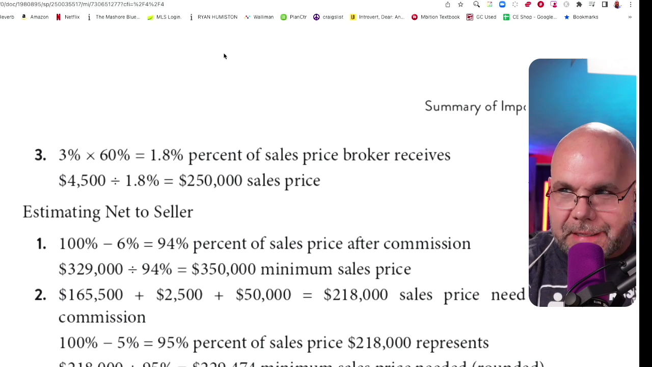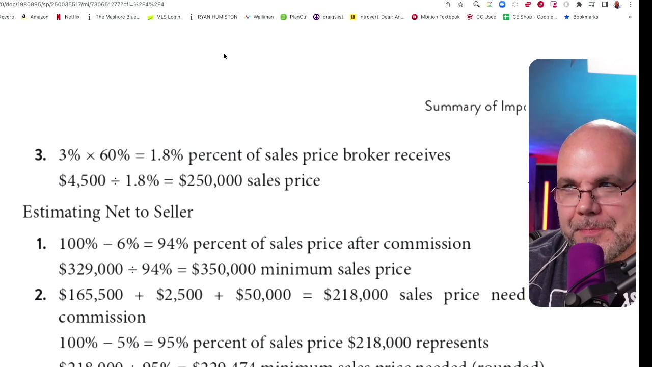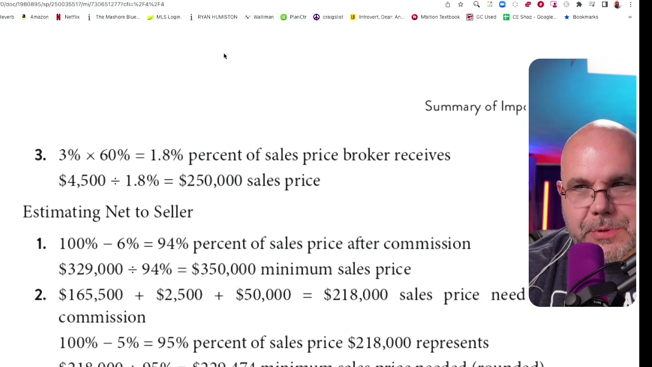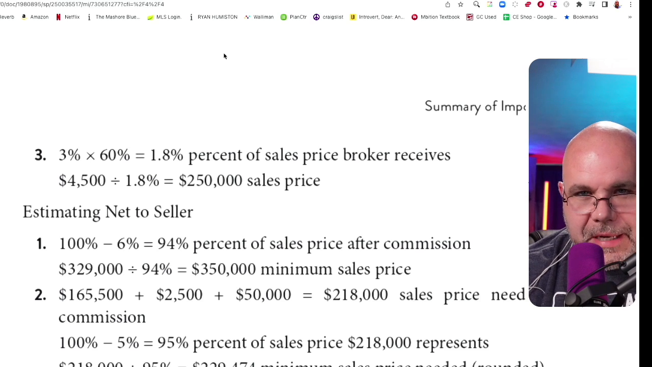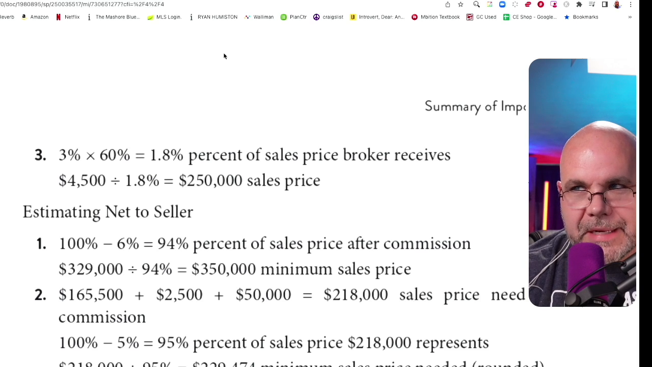So 3% times 60% is 1.8% of the sales price. They took the percentage split between you and your firm, times the split of your piece, to find out what you as an agent got as a percentage of the sale price. What you made as an agent was 1.8% of the sale price. I think this might be a little too confusing for the average beginner. So again, if this is confusing, just ignore it. I don't want you to get confused.